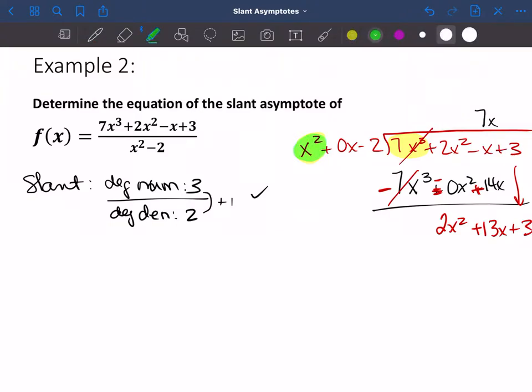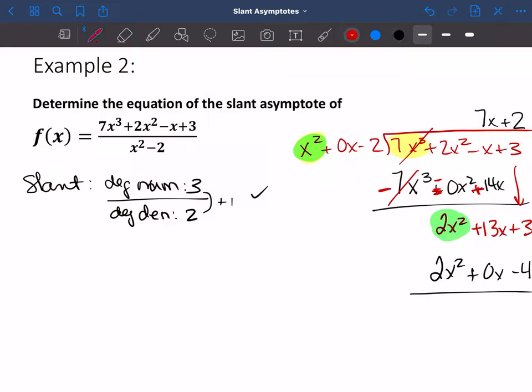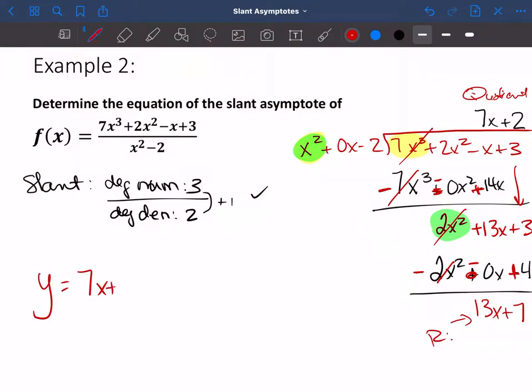So now we've got our x squared, and we need to figure out what do we multiply by x squared to make 2x squared, and that's going to be a positive 2. So if we multiply, we get 2x squared plus 0x minus 4. And now we'll subtract all of these. So we end up with 0, 13x plus 7. This is our remainder, and this is our quotient. So our slant asymptote is going to be the line y equals 7x plus 2.